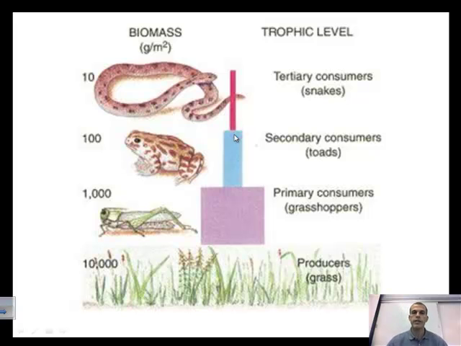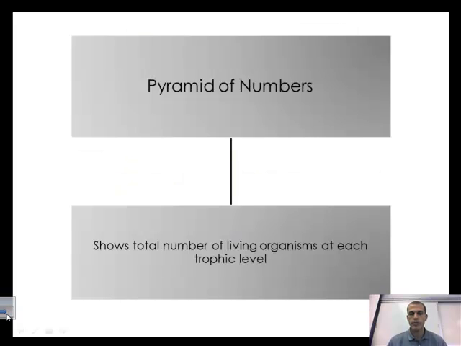And if you start thinking about it, that makes sense, because every trophic level you go up, there's less energy available, so there's less living organisms at those different trophic levels as you move up, which means there's going to be less living material. Okay, and this goes right along with the last pyramid, the pyramid of numbers. This shows the total number of organisms that are found within each trophic level.